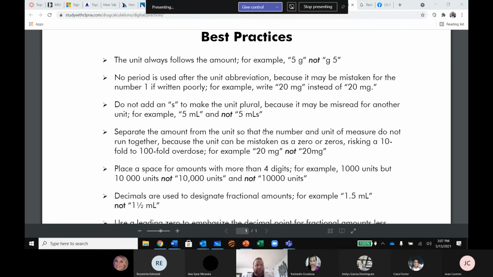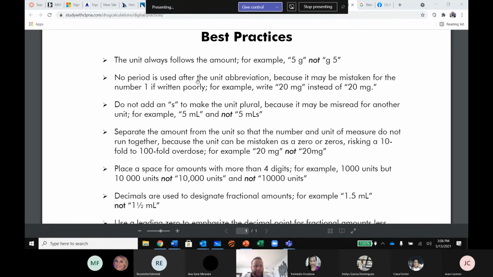Yes, Professor. Okay. The units always follow the amount of the sample: 5 grams, not gram 5. I think the problem that we had before had this issue, yes or no? Yes, because they put the letter G in front of the number. We need to always write the weight as 5 grams.